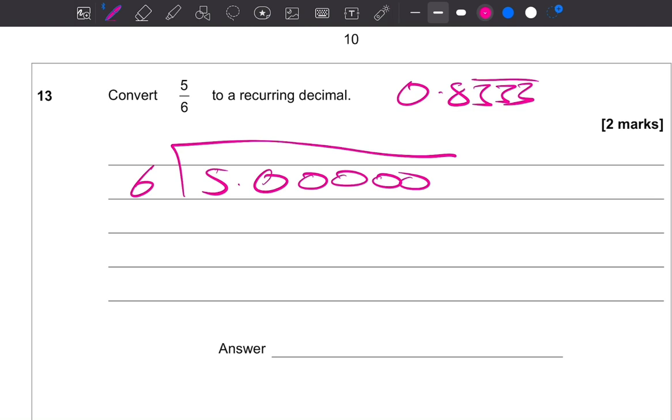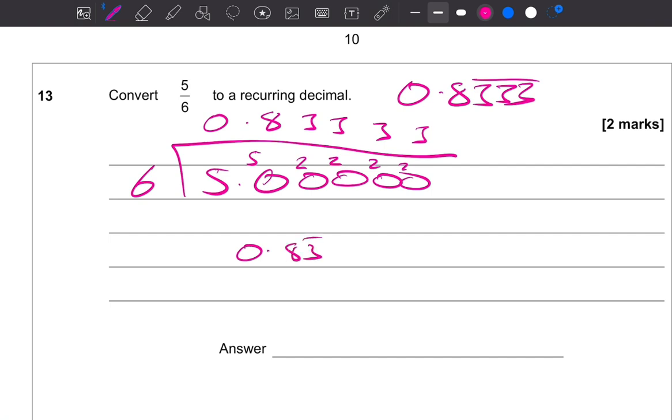How many 6s go into 5? We've got none, remainder 5. How many 6s go into 50? We've got 8, remainder 2. How many 6s go into 20? We've got 3, remainder 2. And now because this is starting to repeat, it's just going to repeat forever. We'll get 3 again, 2 again, 3 again. So altogether 0.83 recurring.